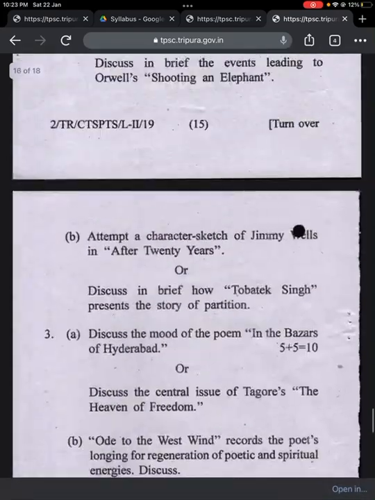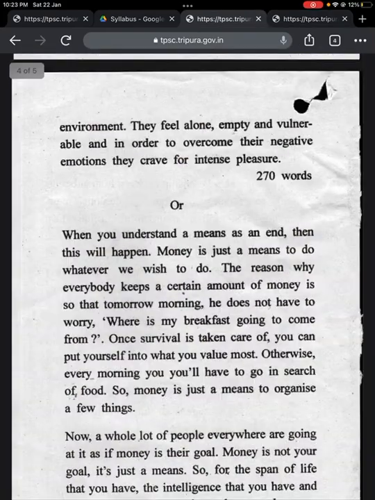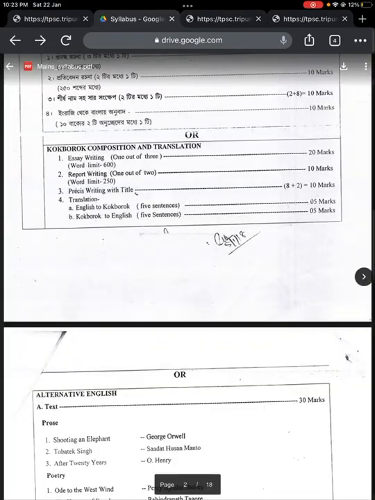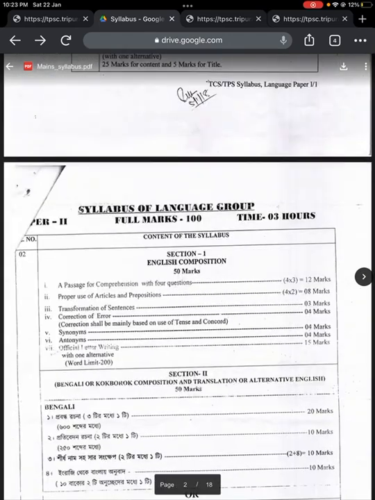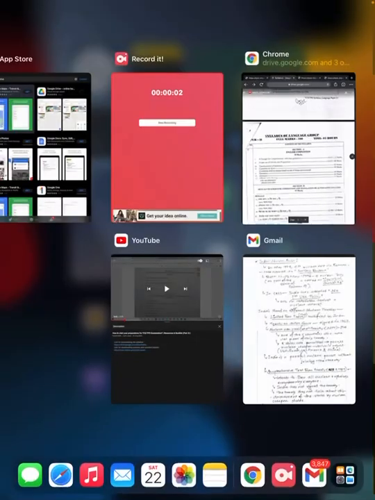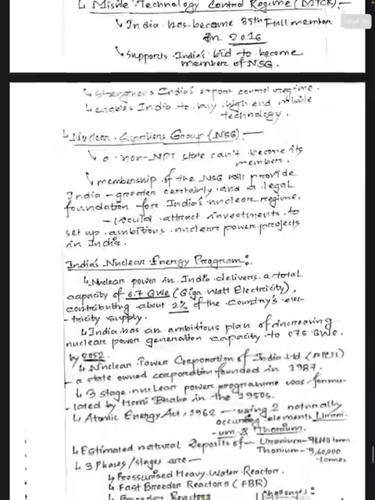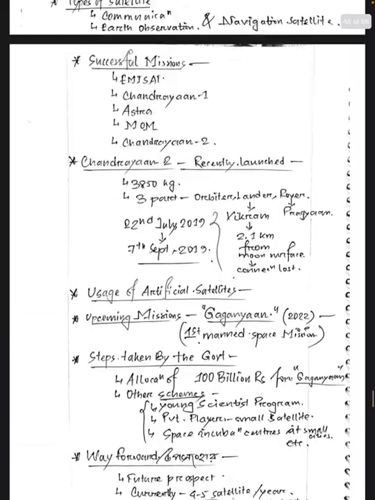Yeah, so that's it guys. I hope you got some idea about these 2 papers and how to prepare. I would be sharing this PDF with you. And again, this is not comprehensive, this is not comprehensive guys.